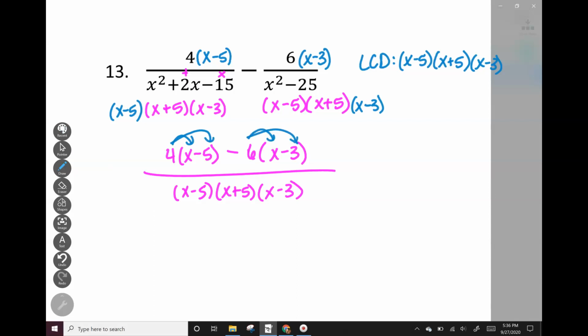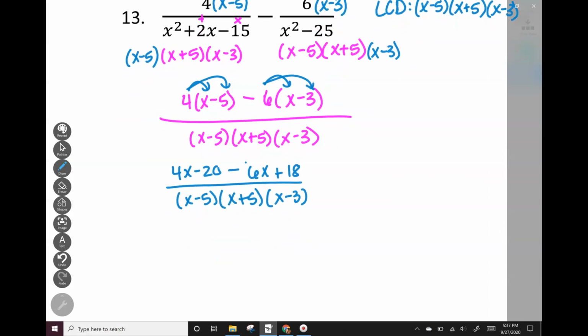So make sure that minus gets distributed to both terms there. Very important. Because if you had tried to distribute right here, we might have forgotten about the minus. So just don't forget that that minus is attached to the numerator. So 4x minus 20 minus 6x plus 18 all over x minus 5, x plus 5, x minus 3.